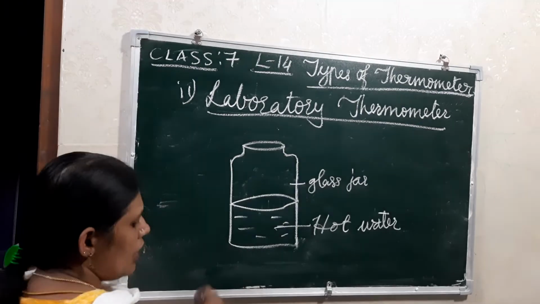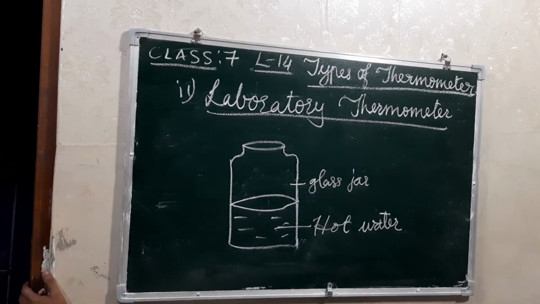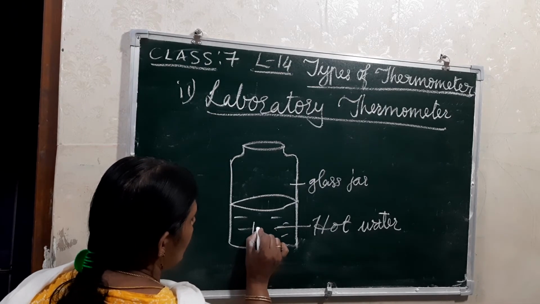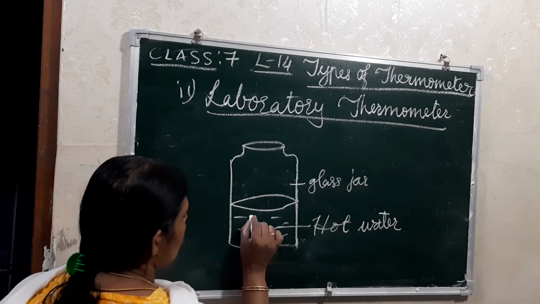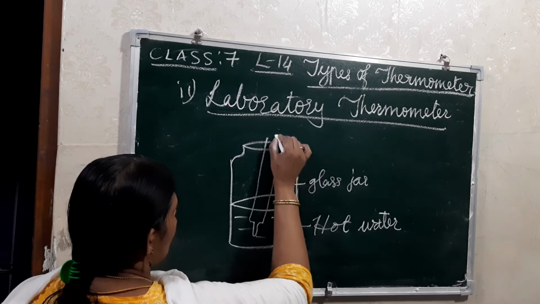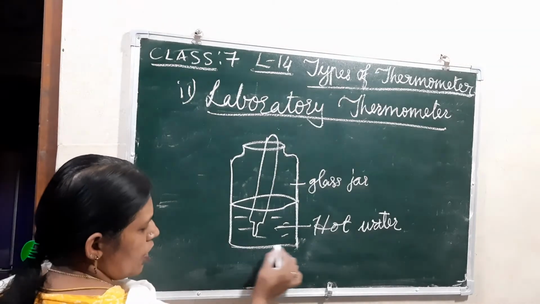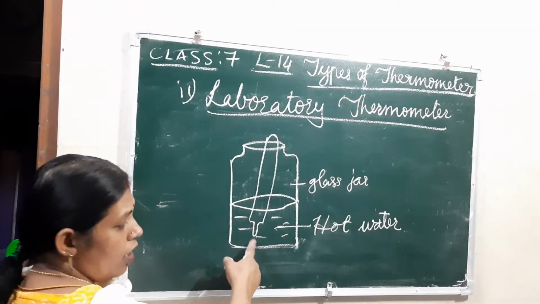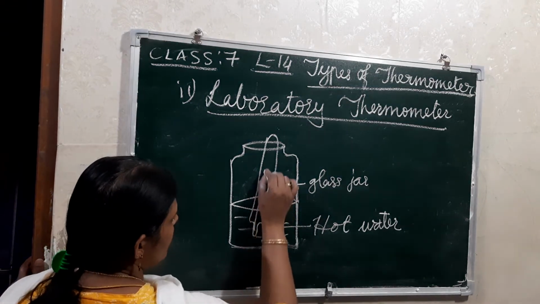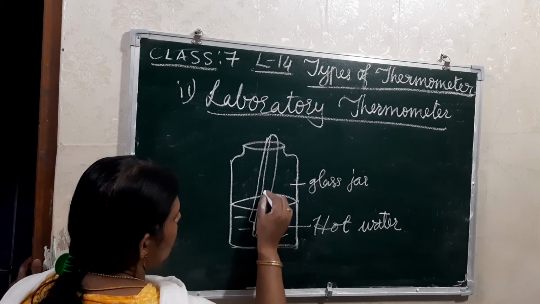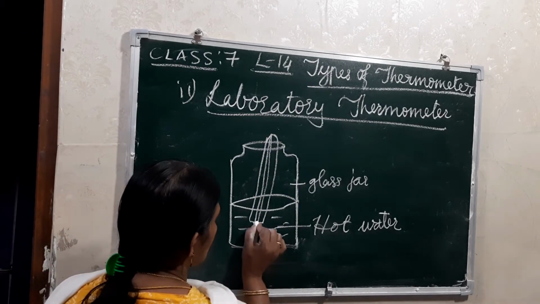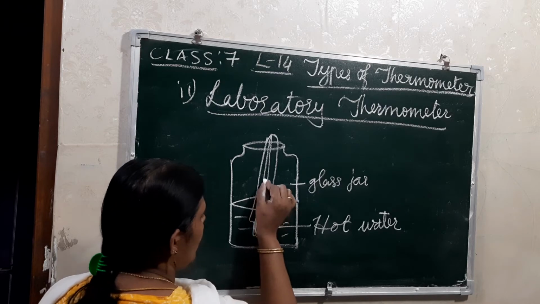We have to keep the laboratory thermometer here, but be careful, this thermometer should not touch the base of the jar. Up to here only, then you can see the reading after a few seconds. The mercury level will go on increasing.